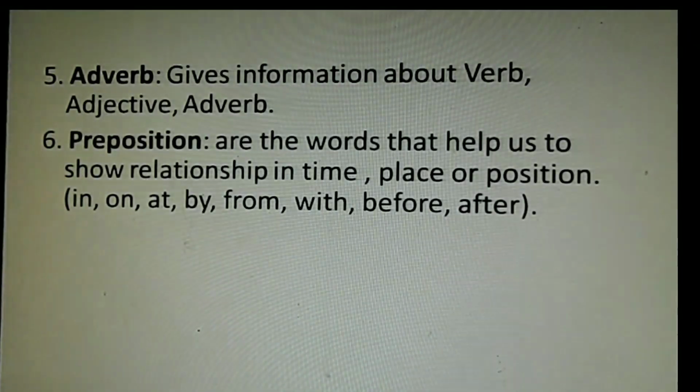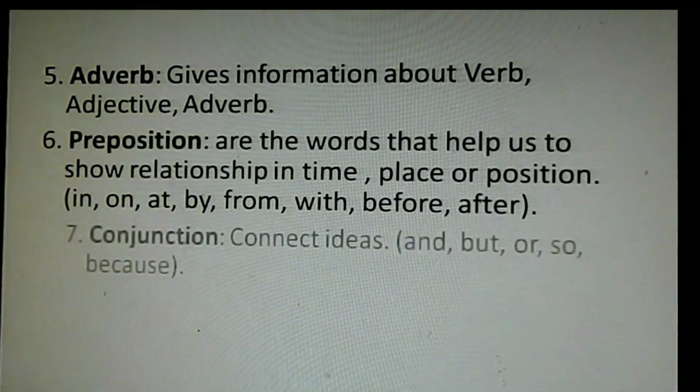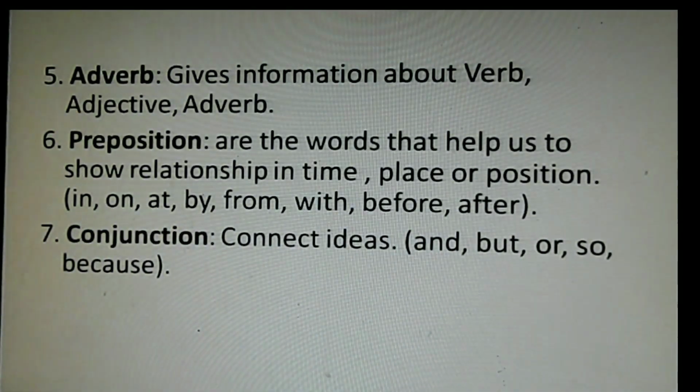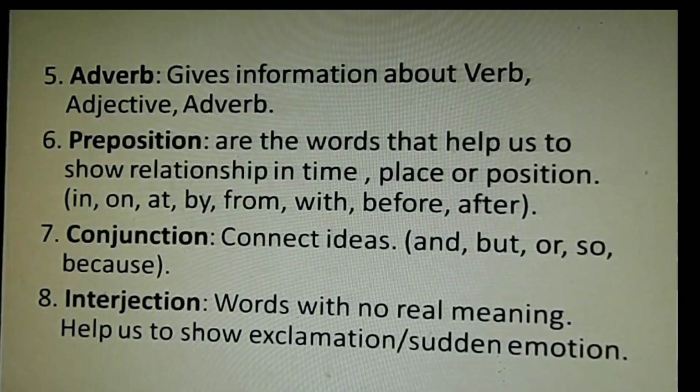Then preposition. We said prepositions are the words that help us to show relationship in time, place or position, by using words like in, on, at, by, from, with, before, after, and so many other prepositions. Then 7, conjunction. We said conjunction is the word that connects ideas. It may connect two nouns, it may connect more sentences or more clauses. An interjection is a word with no real meaning, but helps us to show exclamation, sudden emotion, etc.